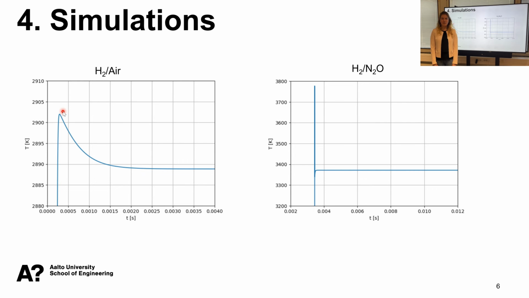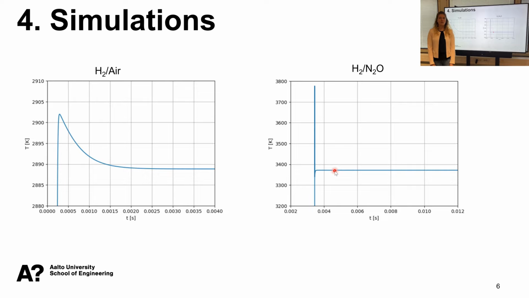While the maximum temperature of air is not much higher than equilibrium temperature on the left, and it then slowly decreases to equilibrium temperature, the results on the right for N2O show a big spike in the beginning and then a fast drop to equilibrium temperature.